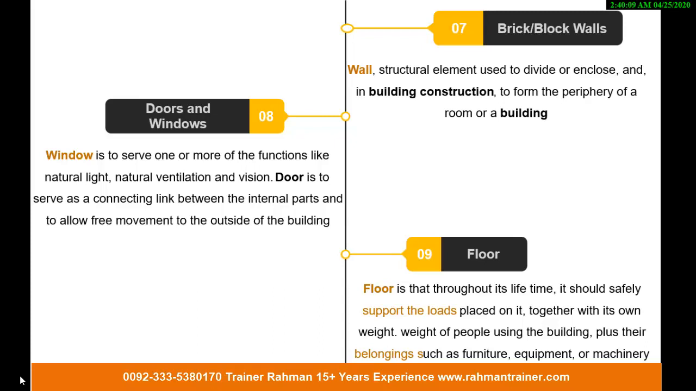Window is to serve one or more of the functions like natural light, natural ventilation and vision. And door is to serve as a connecting link between the internal parts and to allow free movement to the outside of the building.